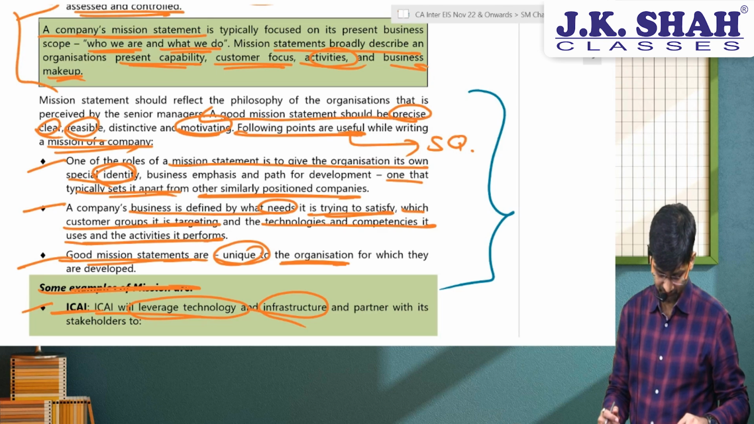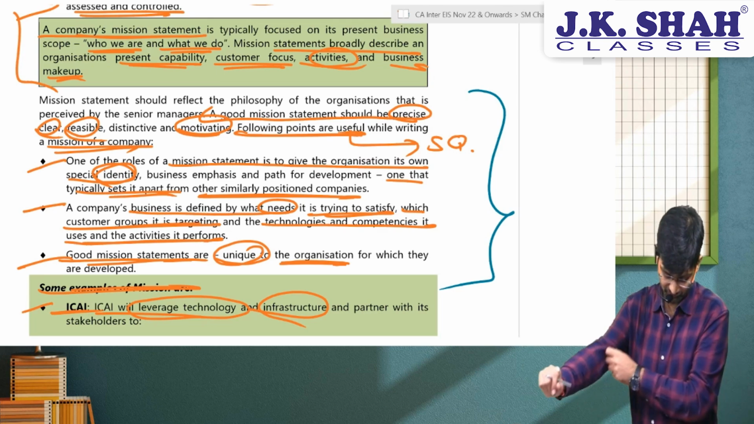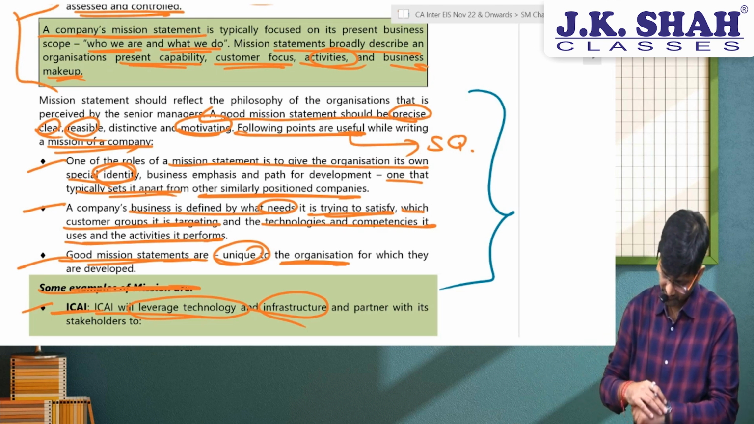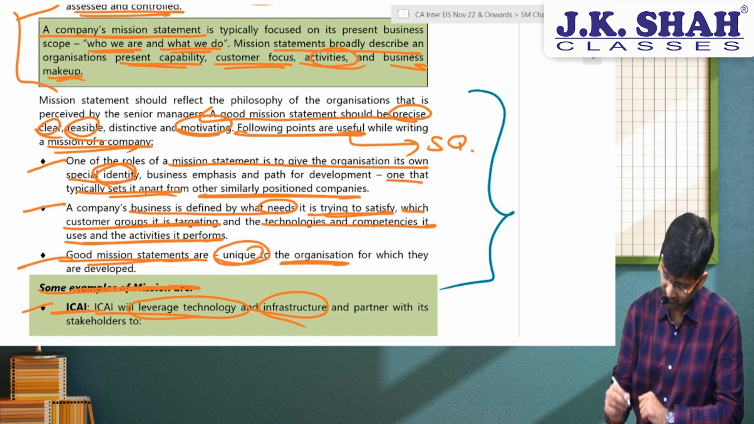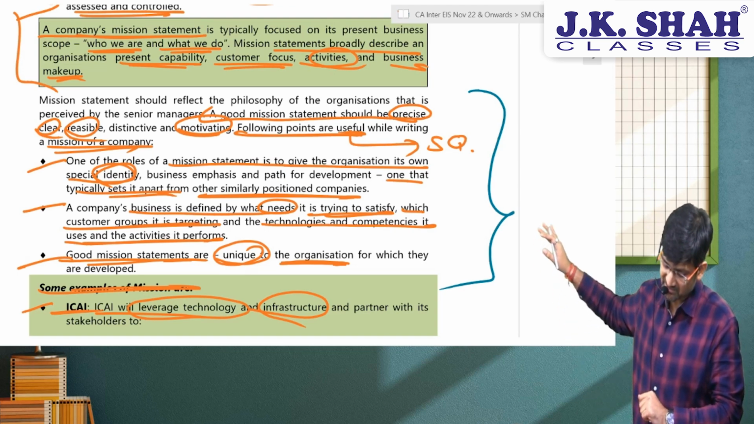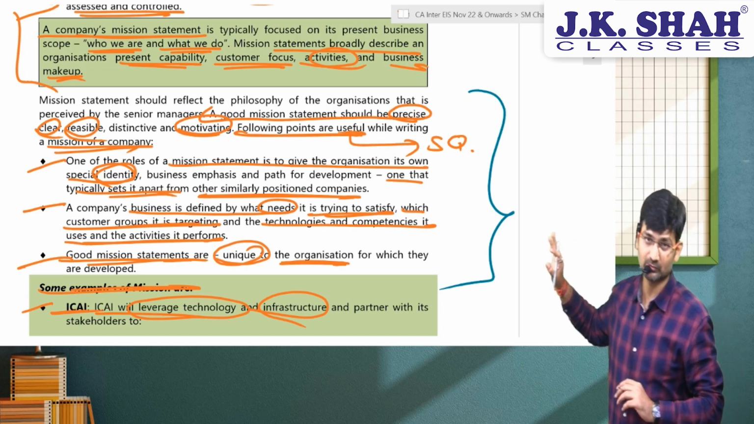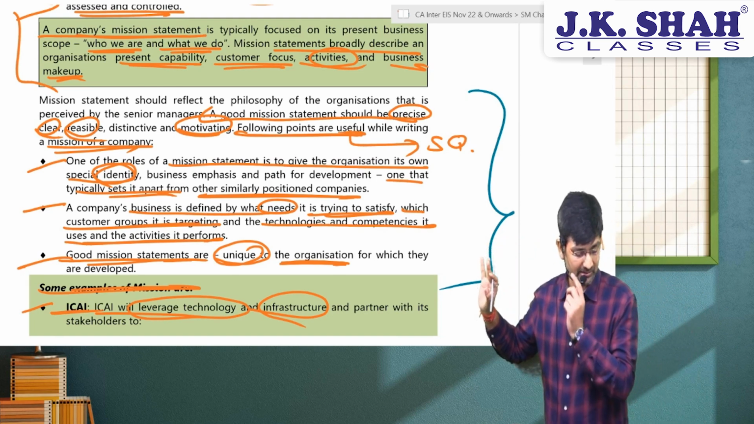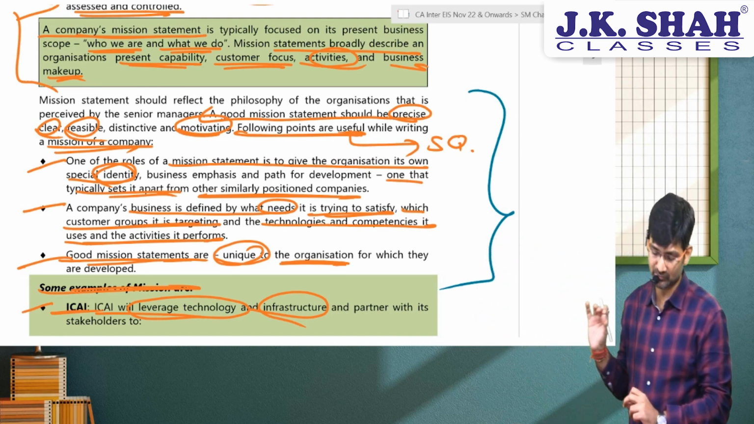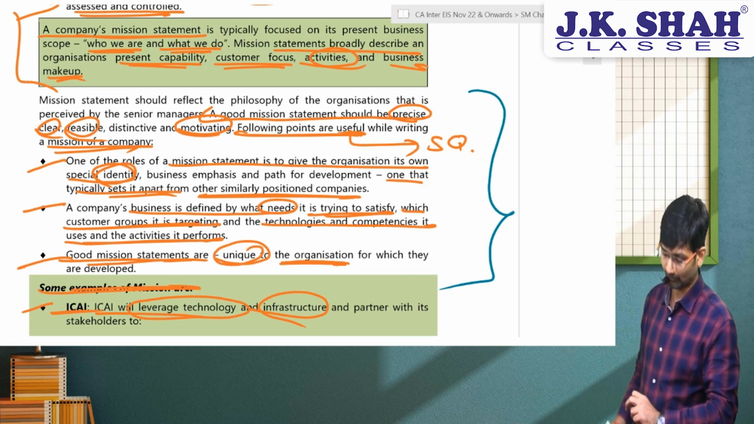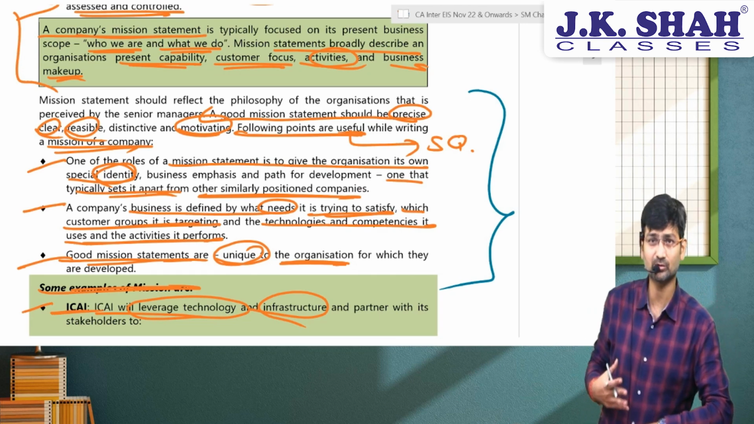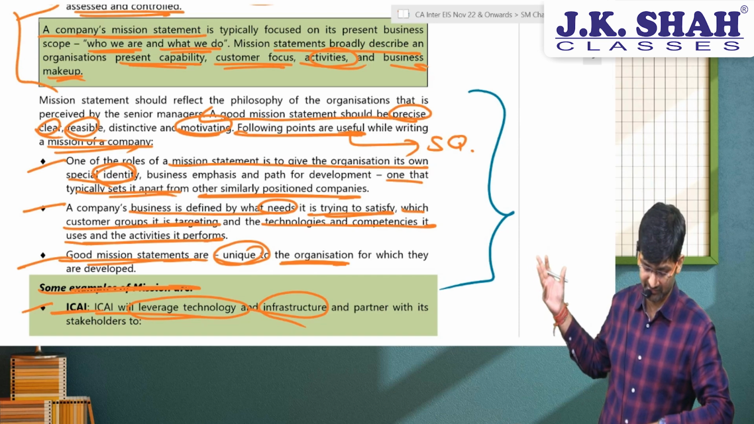So that is one thing that should be there. Now, one of the roles of a mission statement is to give the organization a special identity of its own. It should be something where the company's business is defined by what needs it is trying to satisfy, what technology and competencies we are using, and what activities we're performing. And lastly, a good mission statement should be unique to the organization for which it is developed. Mission statements should not be copy pasted.